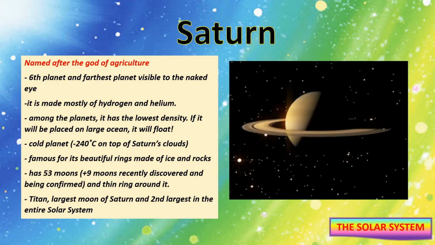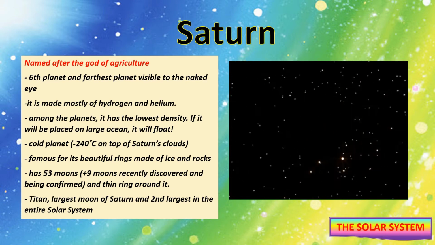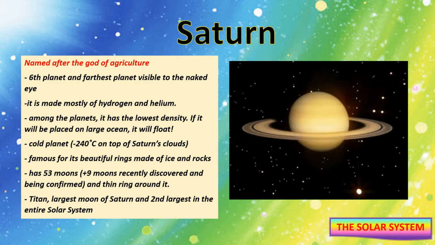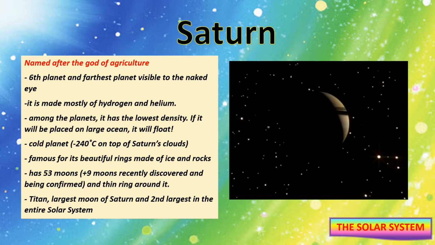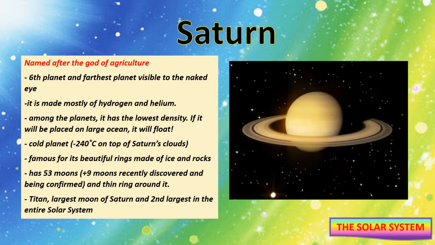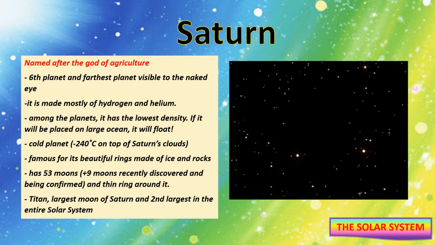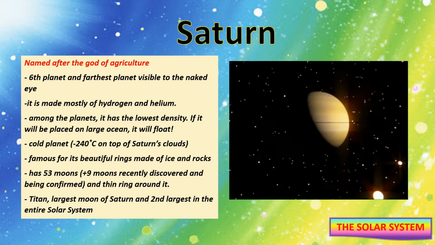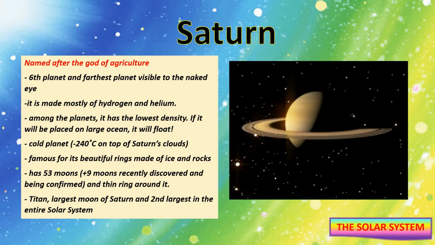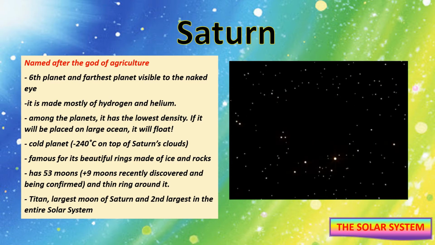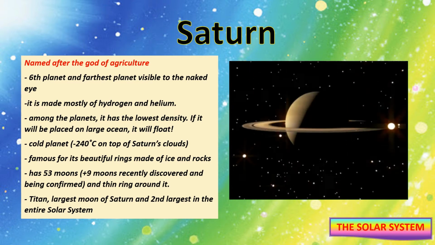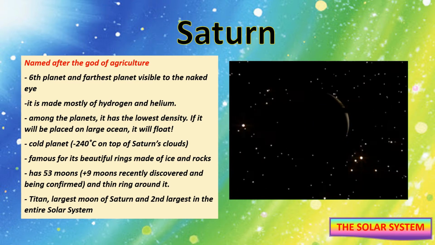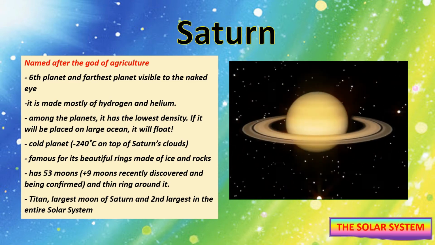It is a cold planet, which is negative 240 degrees Celsius on top of Saturn's clouds. It is famous for its beautiful rings made of ice and rocks. It has 53 moons and an additional 9 moons presently discovered and being confirmed, and a thin ring around it. Titan is the largest moon of Saturn, and second largest in the entire solar system.